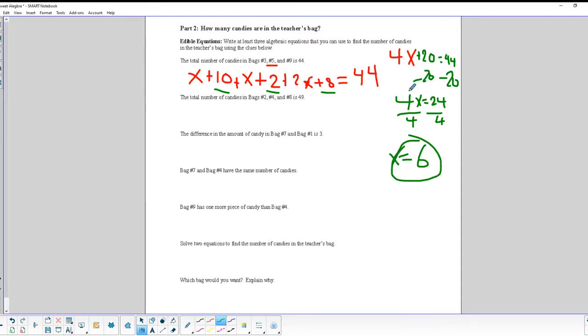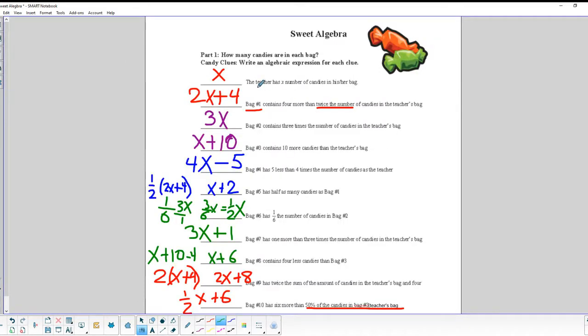So that's telling us how much x is in our particular case. So what do we know about x? Well, it happens to be the number of candies in the teacher's bag. So we know that that is 6 pieces of candy in the teacher's bag. Okay, now knowing that x equals 6, we need to go through all of these expressions and substitute the number 6 in for x and calculate how many pieces of candy are in each bag. And that is your job for the next few minutes, to go through that list and find out how many candies are in each bag.